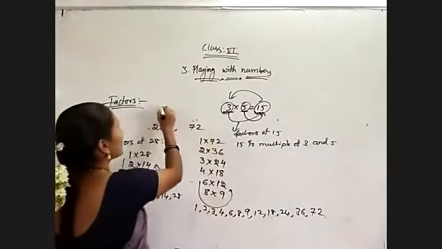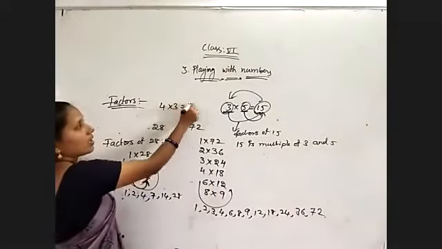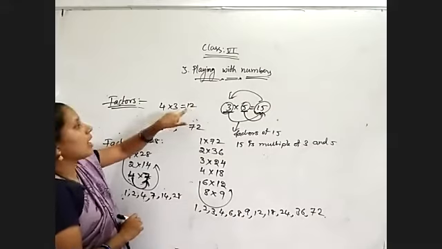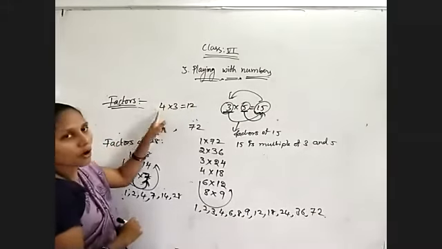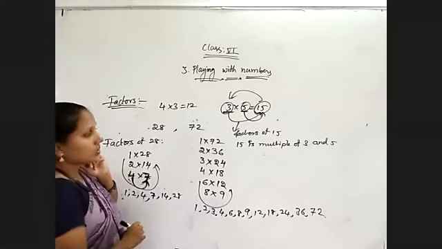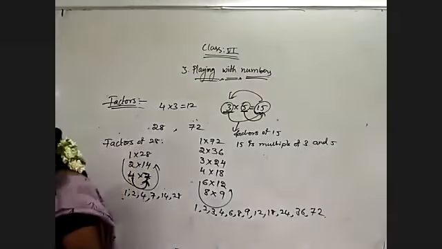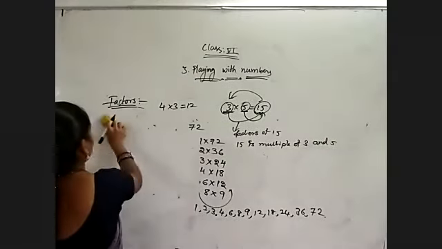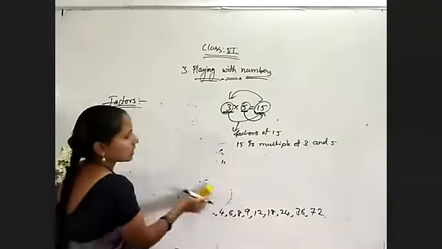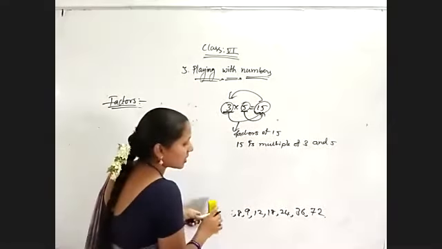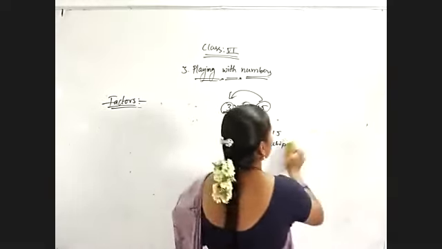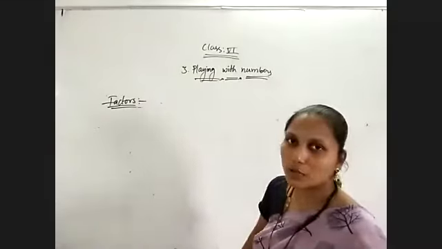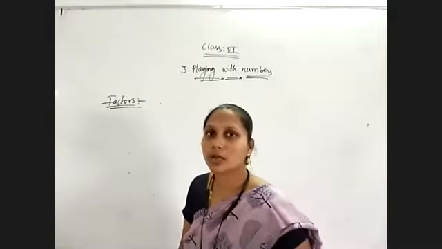Suppose I am writing 4 threes are 12. So 4 and 3 are the factors of 12, and 12 is a multiple of 4 and 3. So this is about factors. First of all, take the points related to factors. After finishing factors, we will discuss even numbers, odd numbers, prime numbers, composite numbers, all this. Today we will learn about completely different types of numbers, and tomorrow we will do some problems related to those numbers.